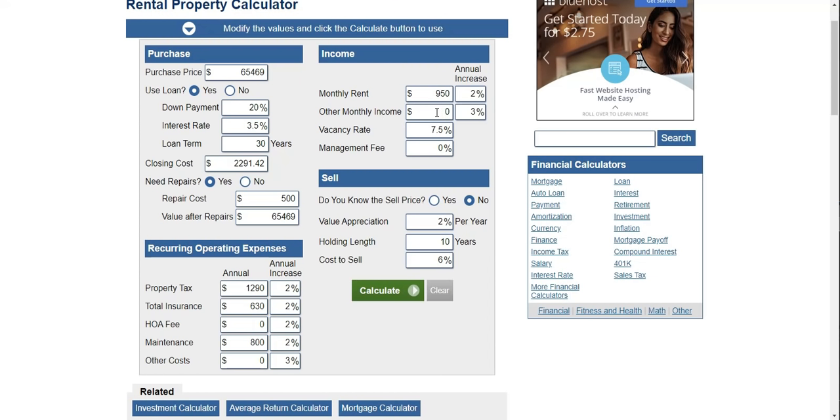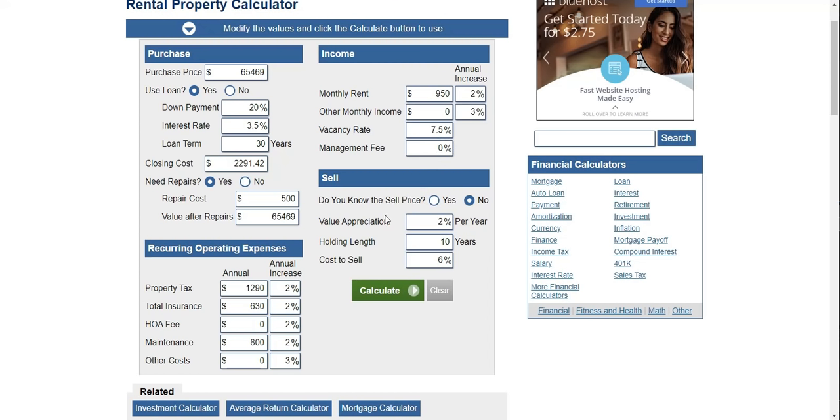Sometimes you may have a property that might have some other source of income associated with it. If you did, you would list that other income here. But in this case, we're not using that portion of the calculator. The vacancy rate, I looked up the vacancy rate for that particular area, and it's averaging about 7.5%, so I plugged that in. We're assuming that we're going to manage the property ourselves, so there is no maintenance fee associated with this property. We're going to leave that at 0 and manage the property ourselves.